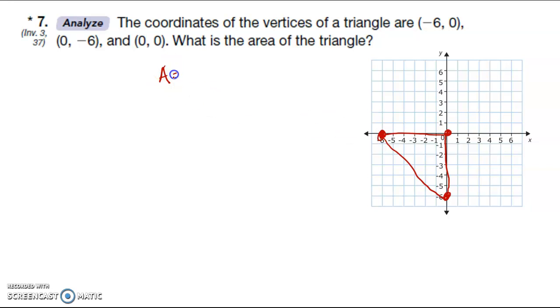Now we know that the area of any triangle anywhere is either 1/2 base times height, or base times height divided by 2, whichever one that you prefer. And we know that the base and the height make a 90-degree angle. So let's see, I have 1, 2, 3, 4, 5, 6 on this side, and 1, 2, 3, 4, 5, 6 on this side. So my base and my height will be 6. You're going to plug that in and work that out.